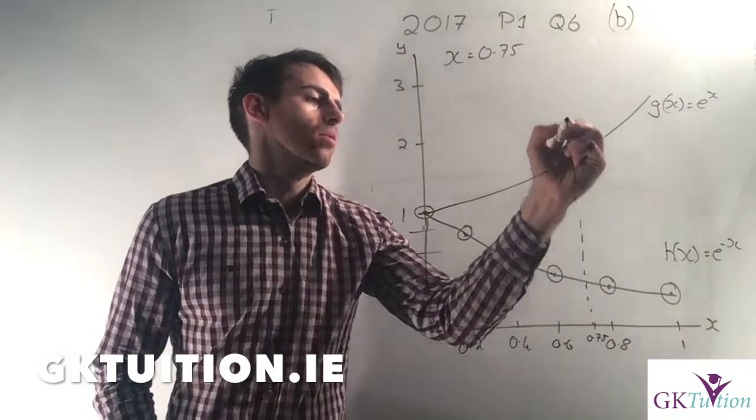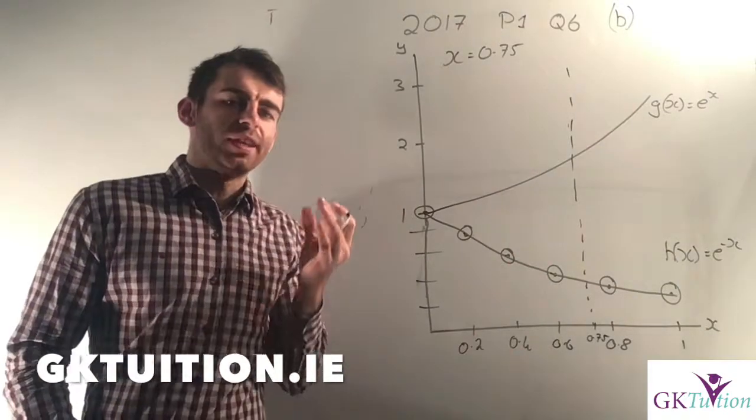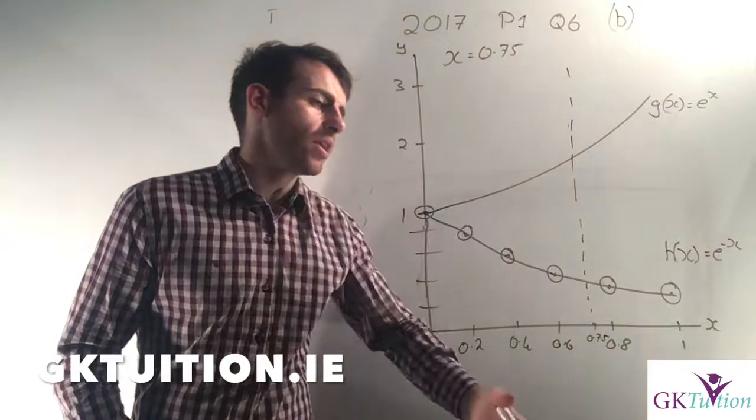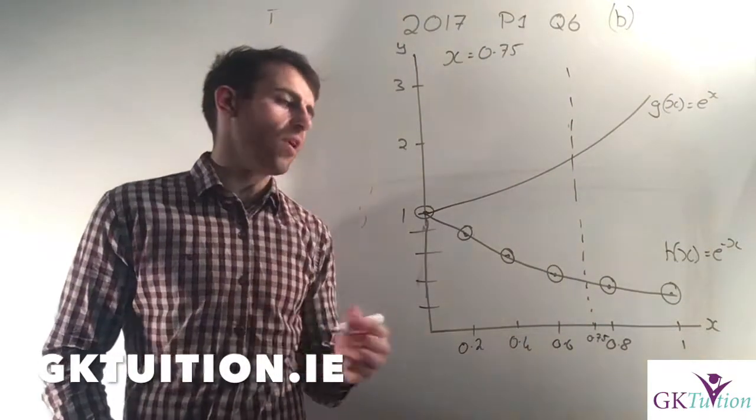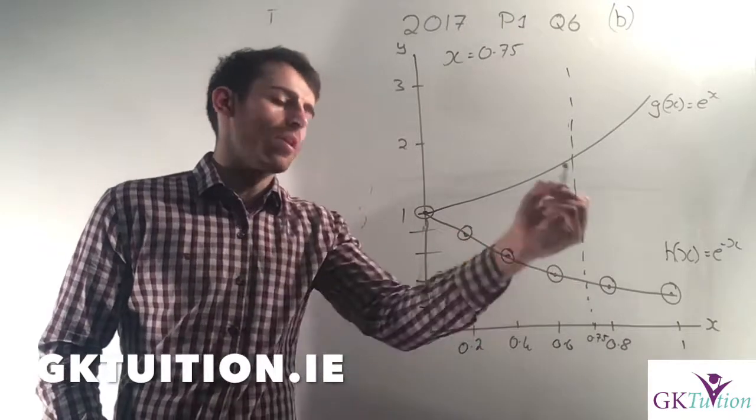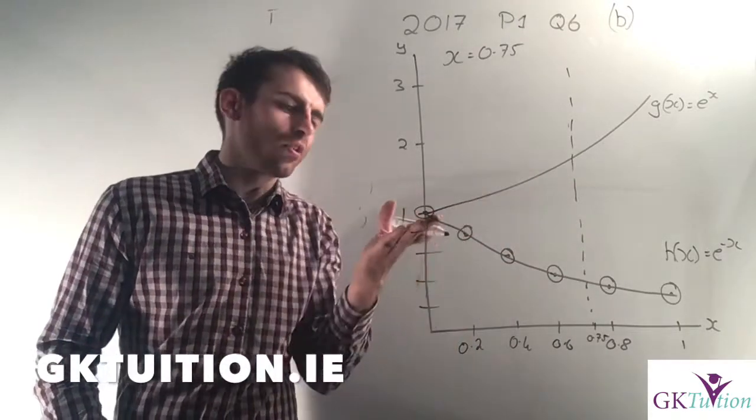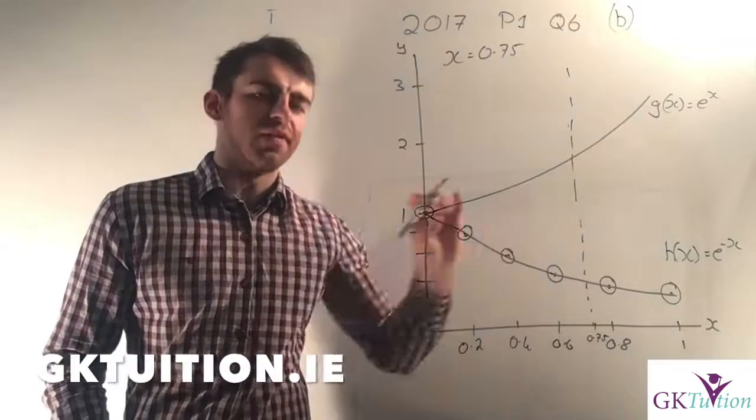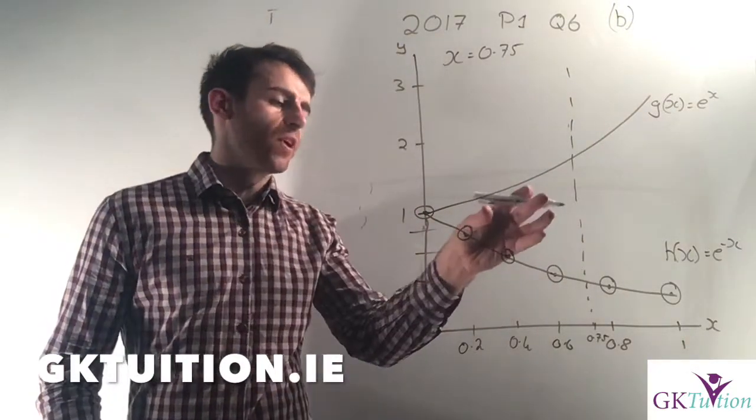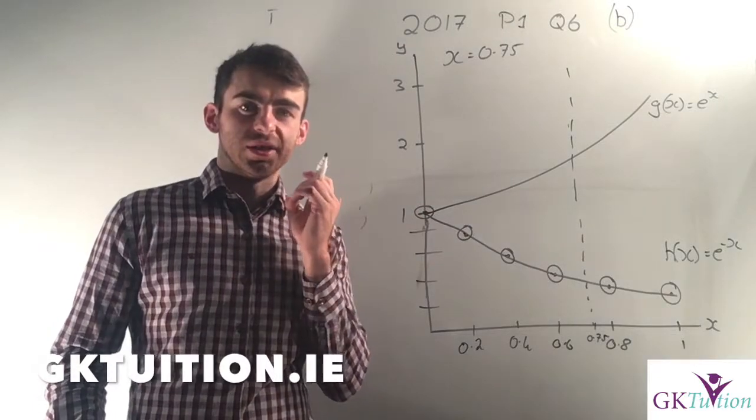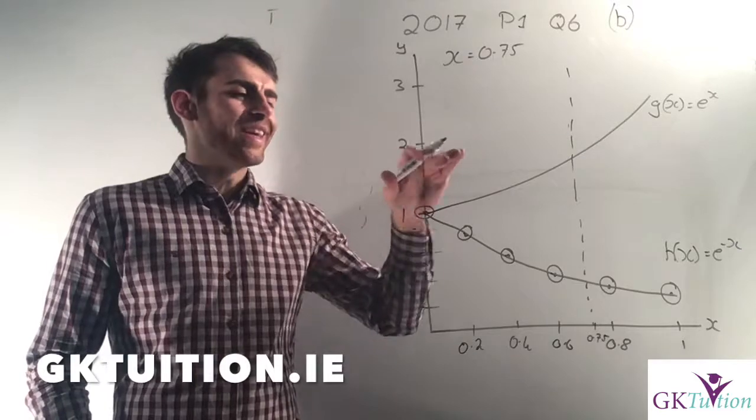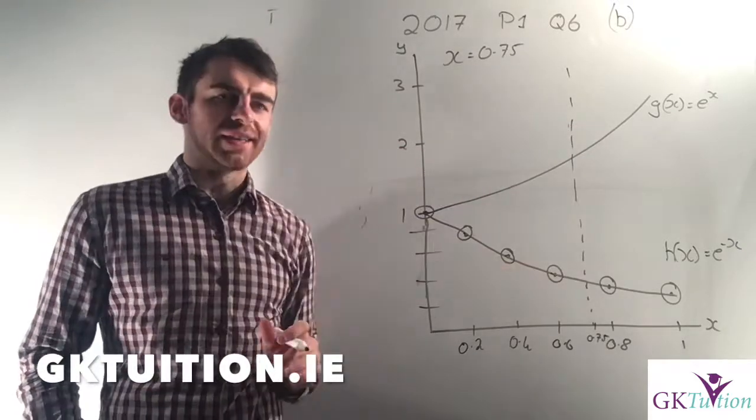Okay, so I'm trying to find the area enclosed by g of x, h of x, and the line x equals 0.75. Or in other words, I'm trying to find this kind of triangular looking shape in here. Now remember, obviously it's not a triangle because both g of x and h of x are curves. You need to recognize that to accurately find this area, we need to do integration. When we integrate, we're getting the area between the curve and the x-axis.